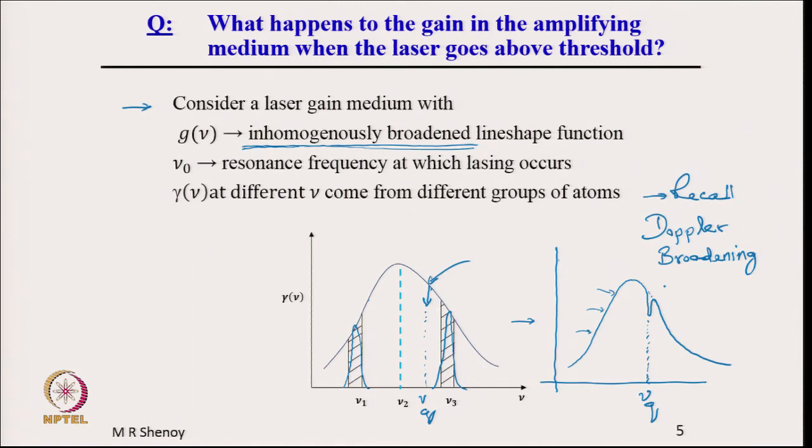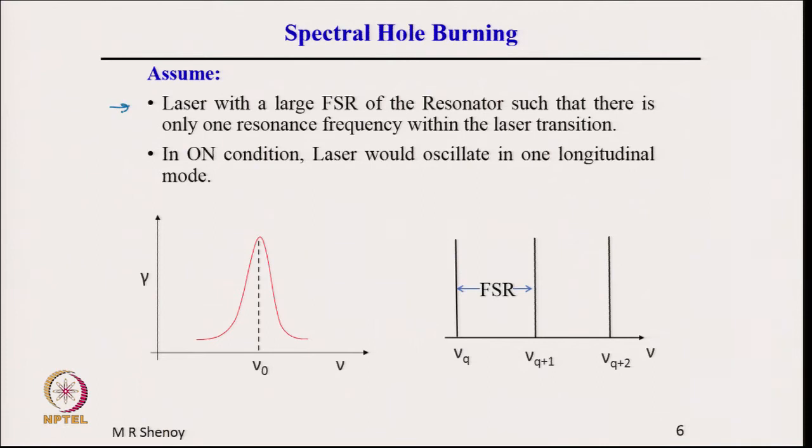Let us see this more carefully for the case where I was discussing the line center with a single oscillating mode. Now, assume a laser with a large FSR of the resonator. We have already discussed that if the FSR, free spectral range, is sufficiently large, within the laser gain region we could have only one oscillating longitudinal mode. So, if FSR is sufficiently large, there is only one resonance frequency within the laser transition. In the on condition, therefore, the laser would oscillate in one longitudinal mode.